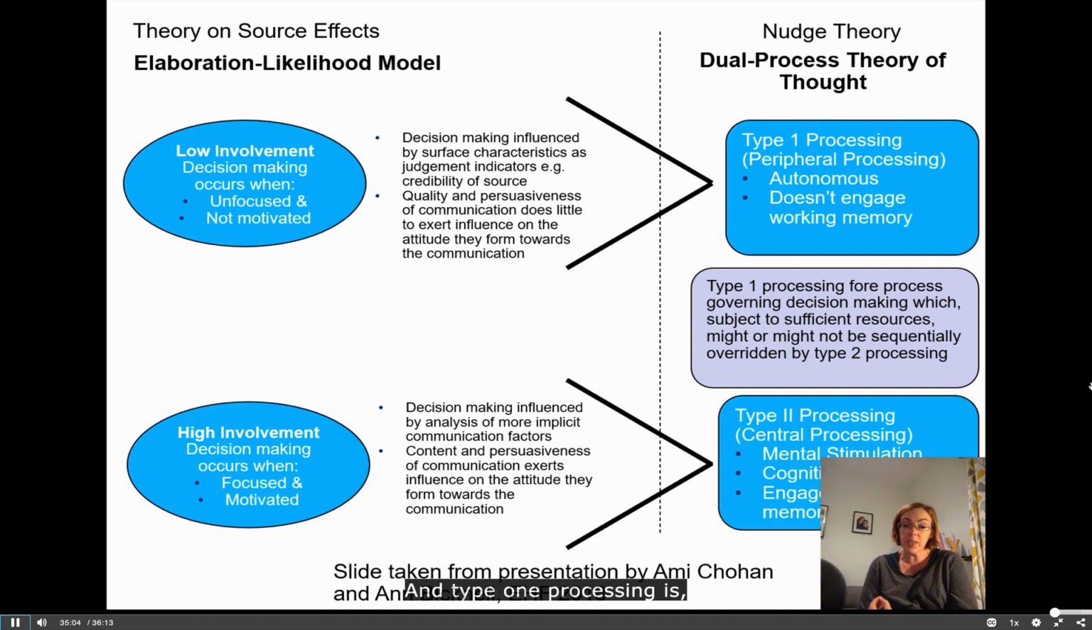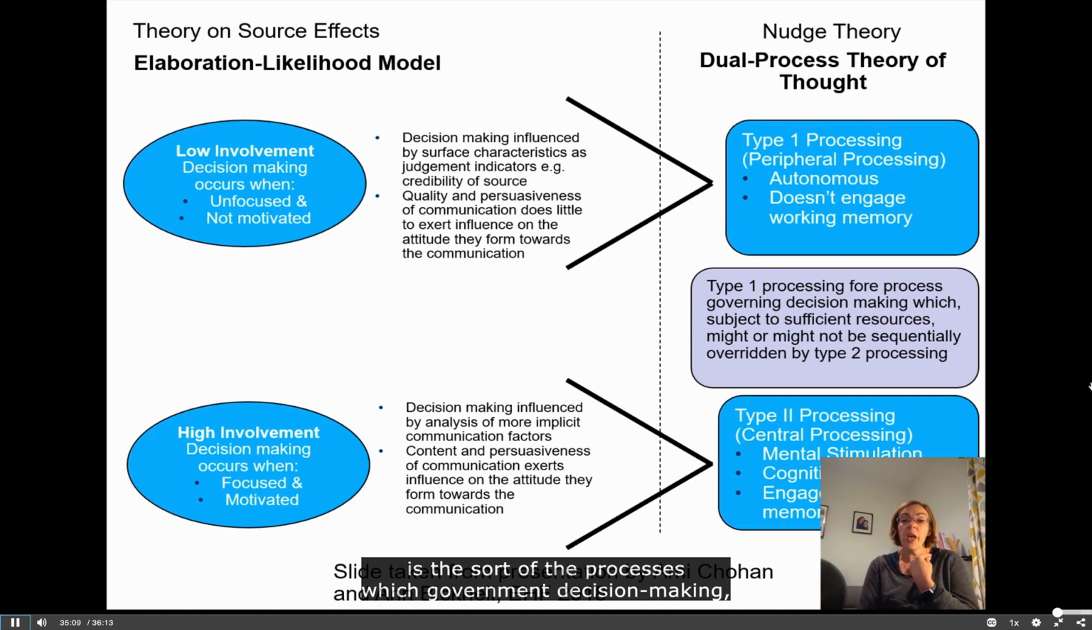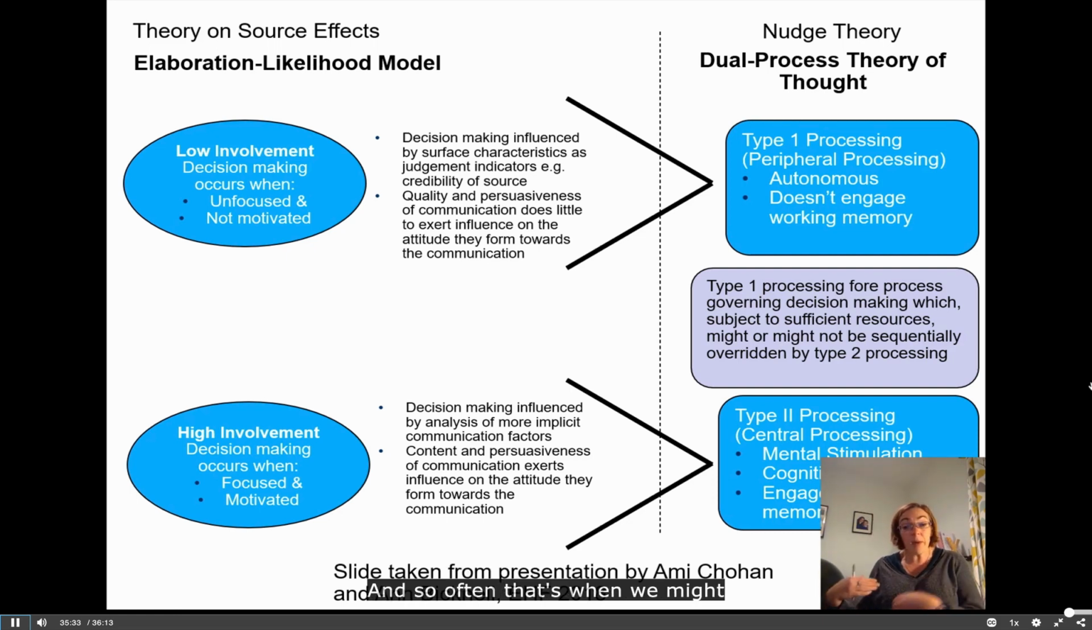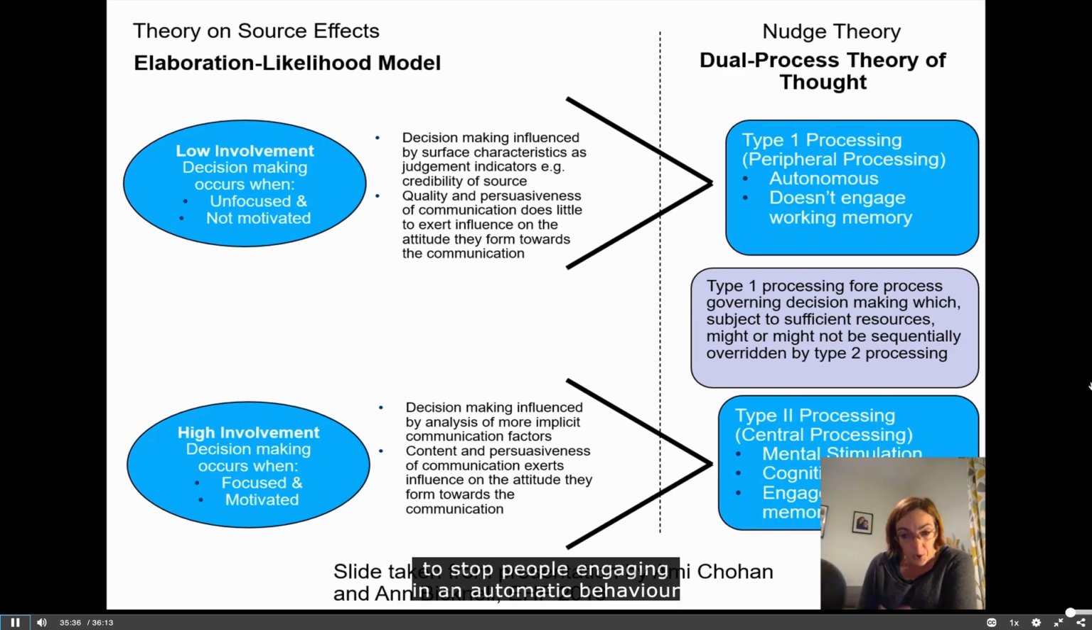Type 1 processing is the sort of processes which govern decision making, which, subject to sufficient resources, might or might not be sequentially overridden by type 2 processing. So type 1 processing may well be overridden by type 2 processing. So we might see automatic behaviours that we need to stop through some sort of design intervention. And so often that's when we might build in design constraints, for example, to stop people engaging in an automatic behaviour in some way, or a very habitual behaviour of some sort.